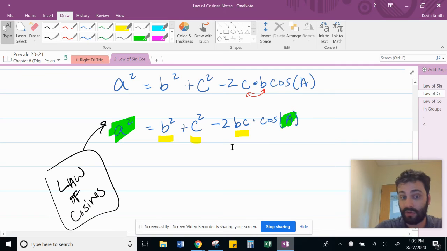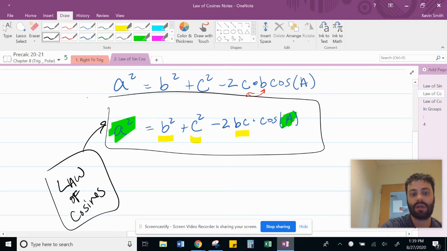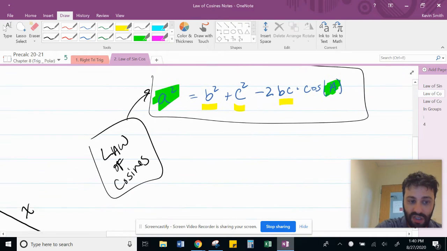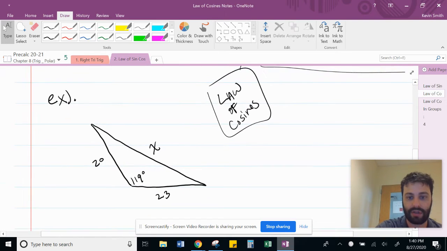You're going to need to use this formula when you can't use the law of sines. So always check if you can use the law of sines first, because it's much faster and easier. And if you can't, you'll likely have to use the law of cosines. So we'll do one problem together here.